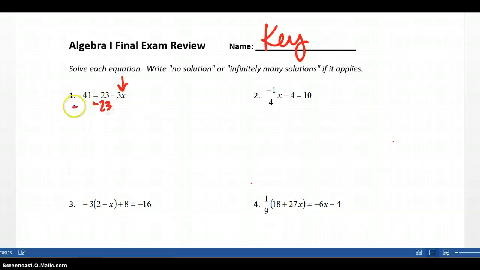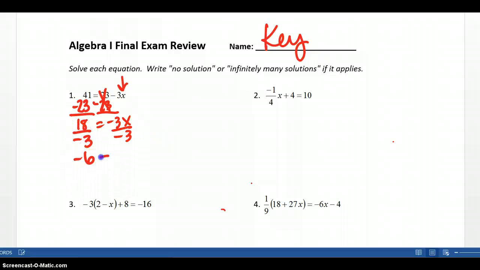Start by subtracting 23. So our 23's over here cancel, and we get 18 equals negative 3x, and then we divide by negative 3 on both sides, and negative 6 equals x. So we have one solution.